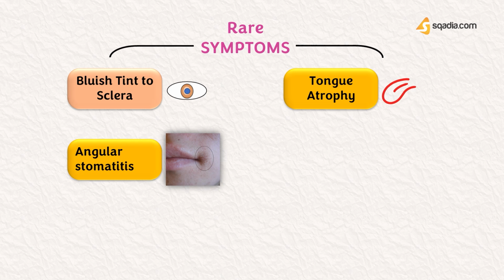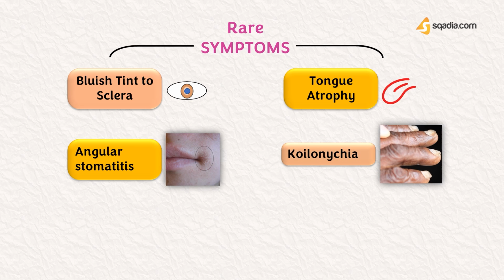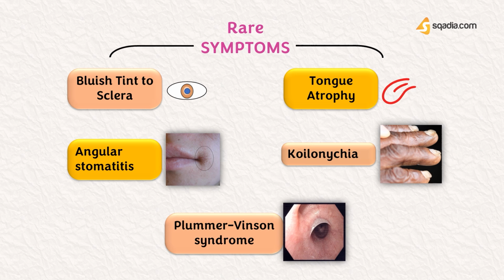angular stomatitis, which is a condition that causes red swollen patches in the corners of your mouth where your lips meet and make an angle, koilonychia, which means spoon-shaped nails, and Plummer-Vinson syndrome, in which pharyngeal webs develop in long-standing deficiency and it becomes malignant.